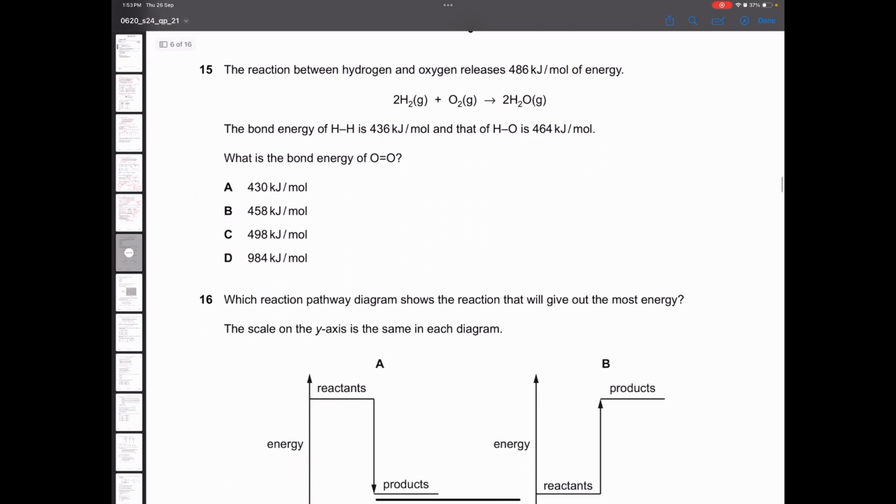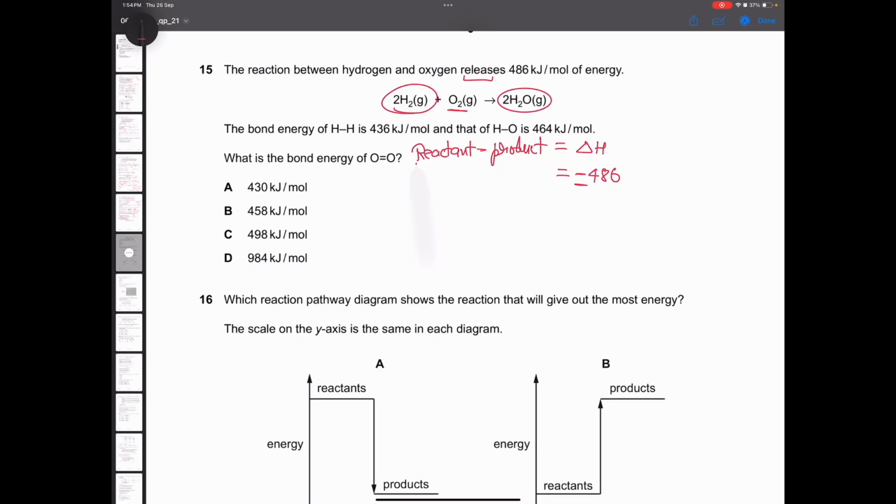Question 15. We have a calculation question here. All right. So they have given us the energy of this, the energy of this. You have to find out this. So we will do it using the simple method that reactant minus product is equal to the enthalpy change, which is equal to negative 486. Why did I put a negative? Because it is saying releases. So it's loss, negative. All right.